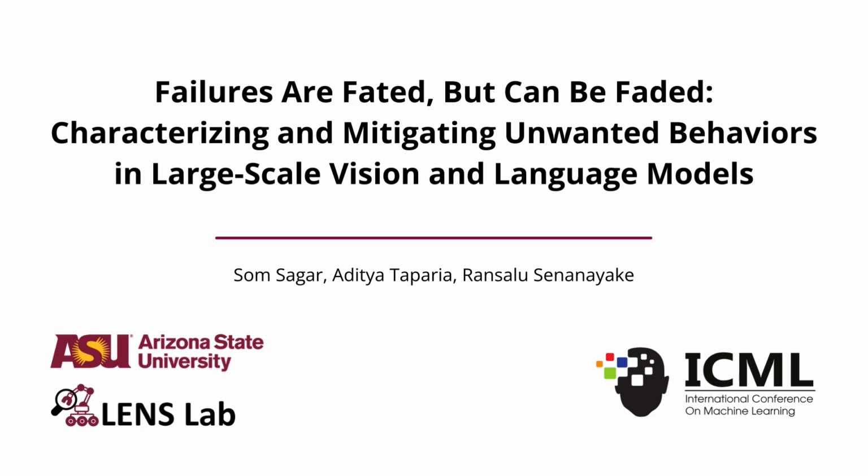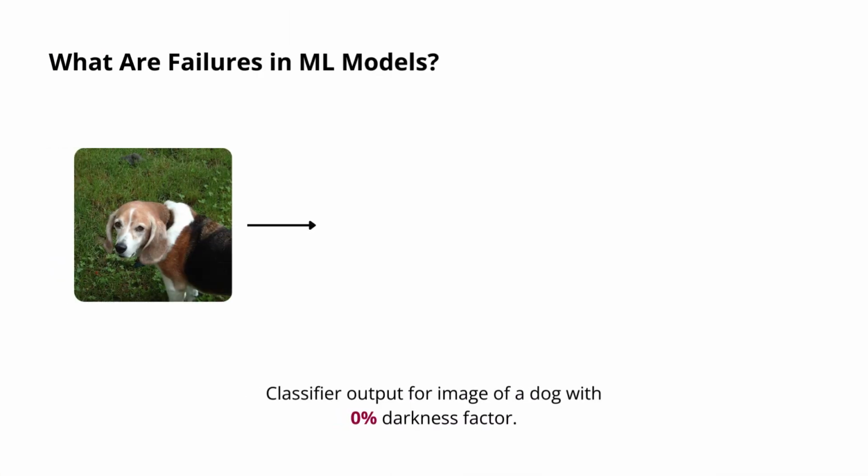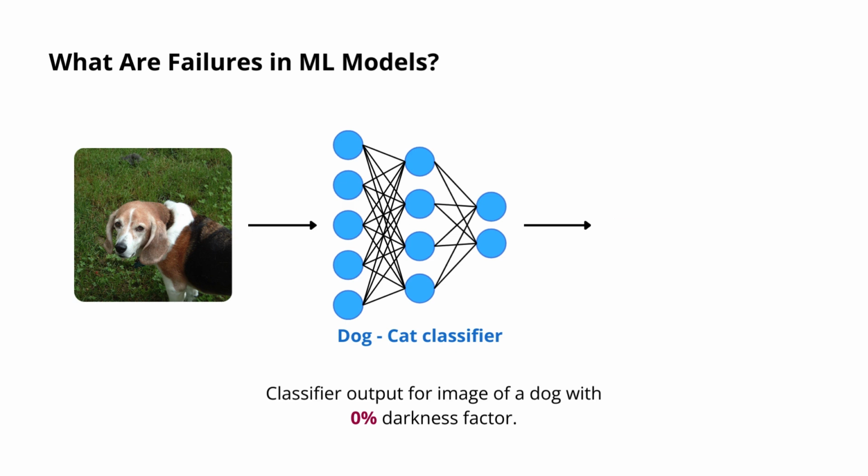Failures are fated, but can be shifted: characterizing and mitigating unwanted behaviors in large-scale vision and language models. Failures in machine learning models occur when they produce incorrect or undesirable outputs.